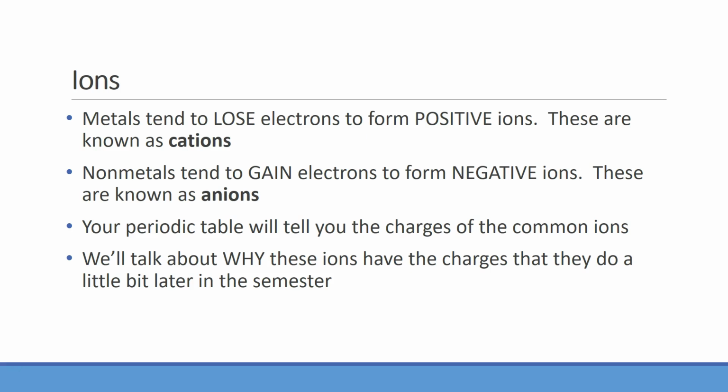Metals tend to lose electrons, and they form positive ions. Those are known as cations. Nonmetals tend to gain electrons, and they form negative ions. Those are known as anions. This can get confusing, and you might think, well, if metals are losing electrons, how could they become positive? Well, remember that you're losing a negative charge. And by losing a negative charge, you become more positive.